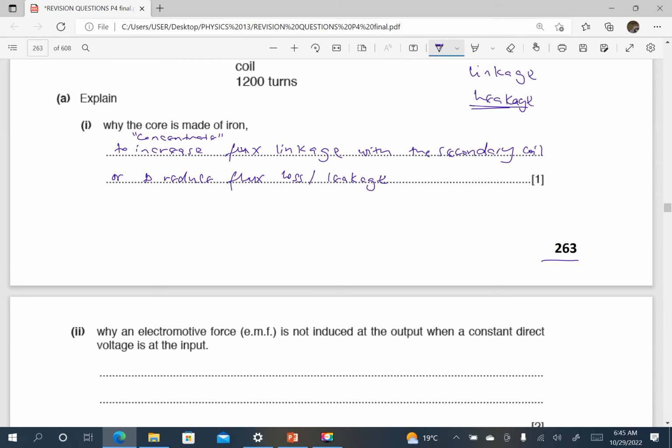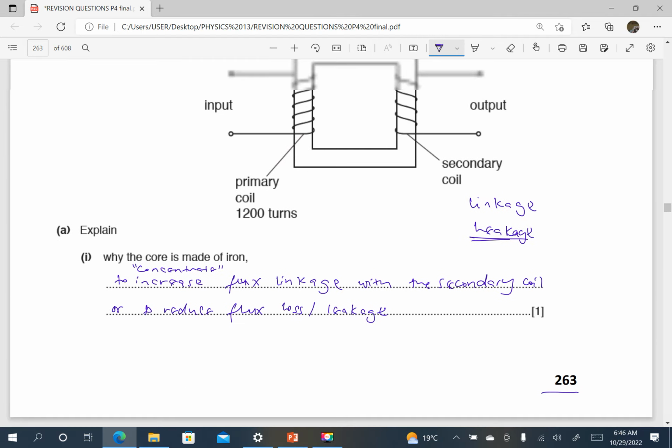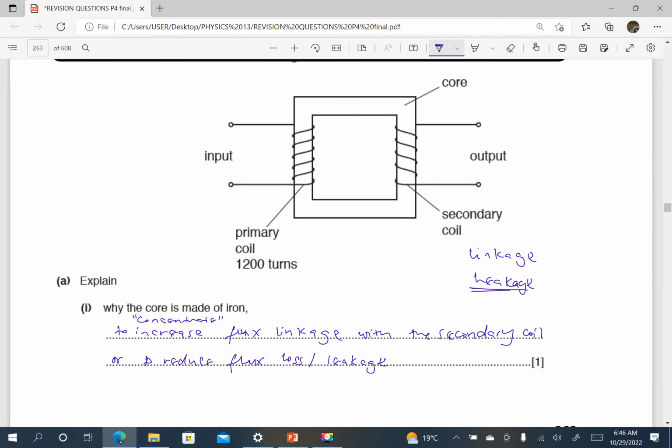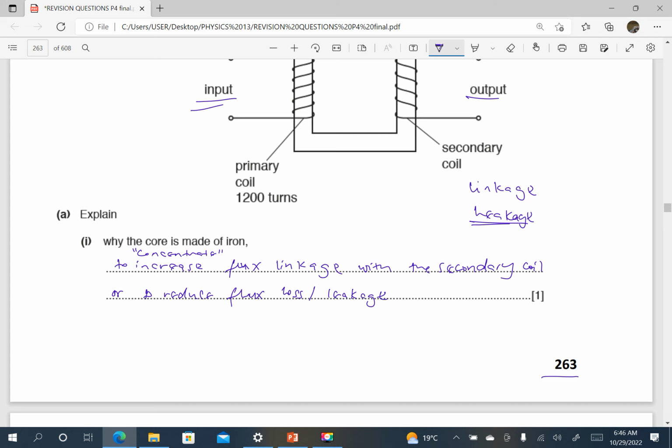Next, explain why an EMF is not induced at the output when a constant direct voltage is at the input. Why do we expect that when there is a constant PD at the input, there will be no output? There will be no output EMF. I think that is very easy. We now borrow concepts of electromagnetic induction.